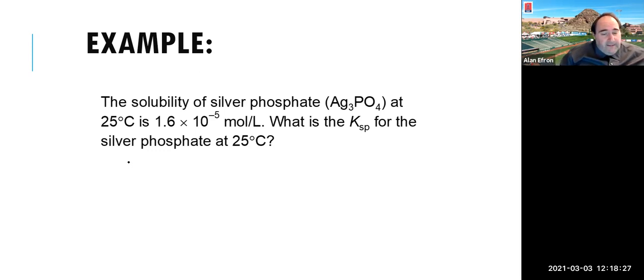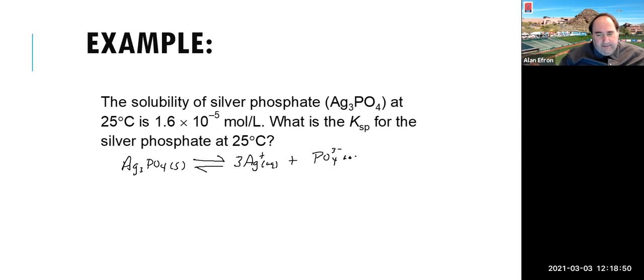Well, the first thing we need to do is, since we know we're looking for a KSP for this guy, we know this guy's going to be solid. We also know it's going to break apart into some ions here, and we should get 3 silver ions when silver phosphate breaks apart, and we should get 1 phosphate ion when it breaks apart.